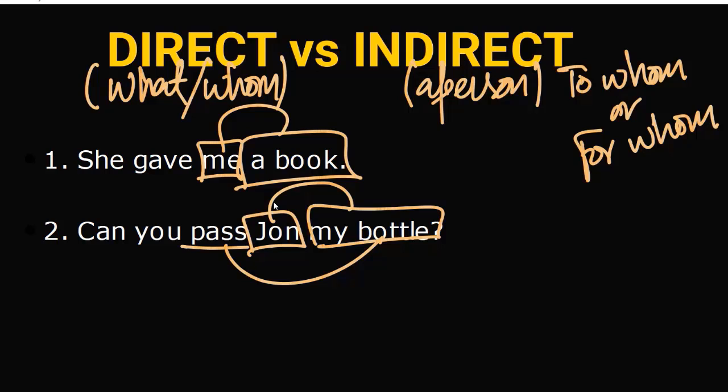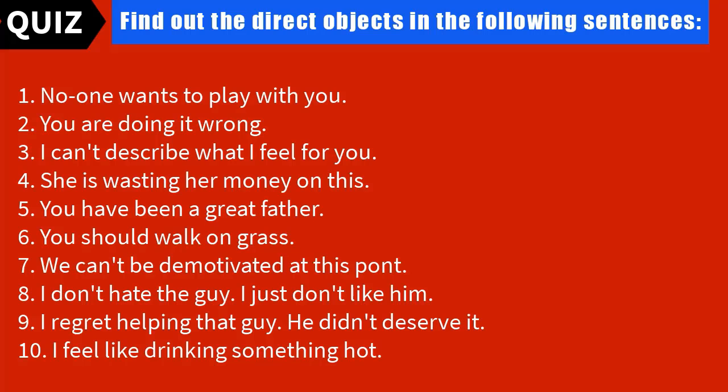In the second example, can you pass John my bottle? Can you pass what? My bottle. Who receives it? John. So now we know what a direct object is, what can be a direct object, how to identify it, and everything about it. So I'm sure you're feeling very confident about this topic right now. I have a task for you. On your screen are some sentences. What you have to do is identify direct objects in these sentences.